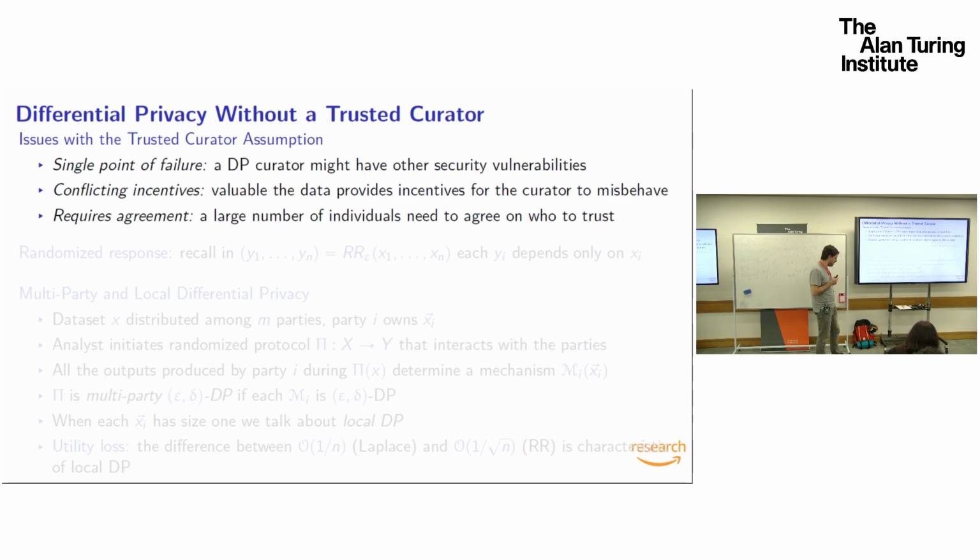Another thing that might happen is that the curator might not really be trustworthy, especially when they are tasked with collecting or keeping very valuable data. If the data is very valuable, the curator might have incentives to misbehave and sell it in plain text as opposed to applying DP. So the more valuable the data gets, the fewer incentives there might be for somebody to act as a trusted curator, assuming they're not afraid of you suing them.